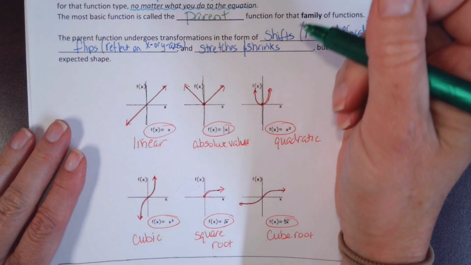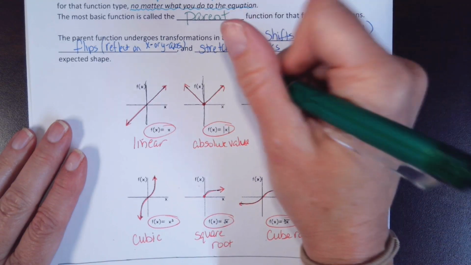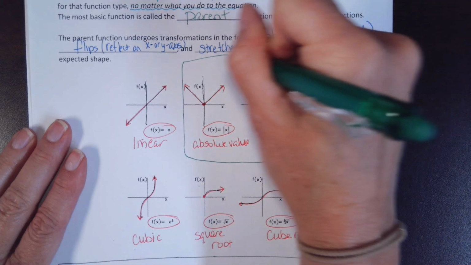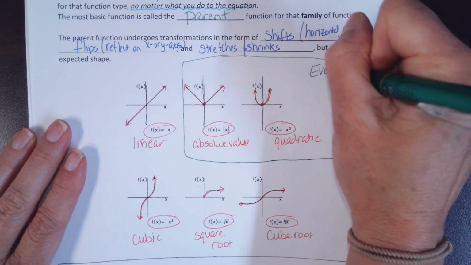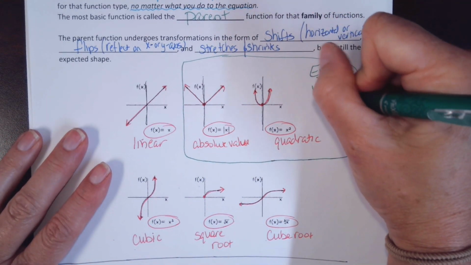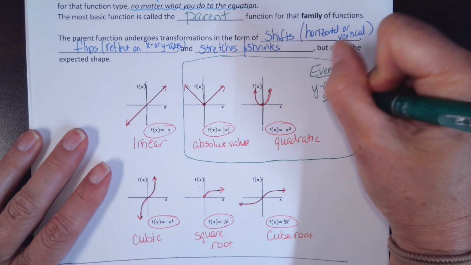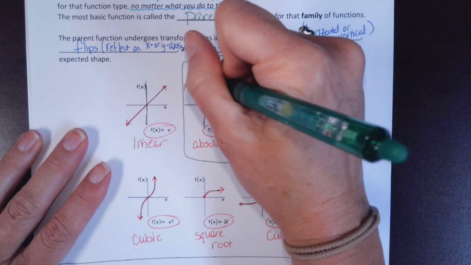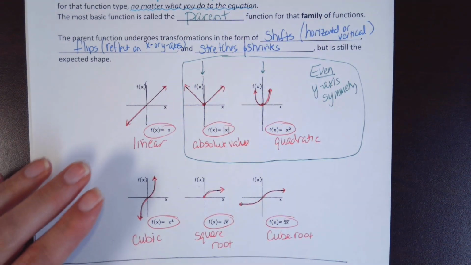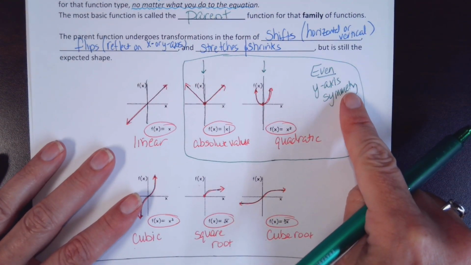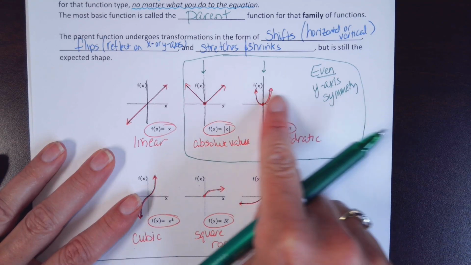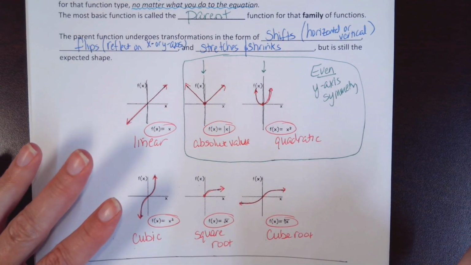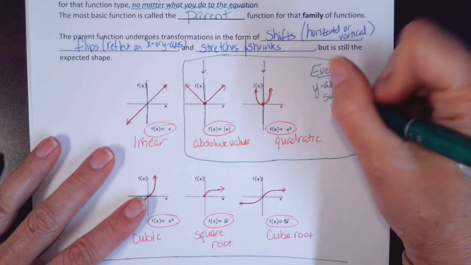So let's mark that. These 2 are both even functions. I have y-axis symmetry. I can fold my graph on the y-axis and the 2 sides are going to match. Now, this is true for the parent, but if I shift that parabola over left or right, shift that V over left or right, it may not be true for all of them.